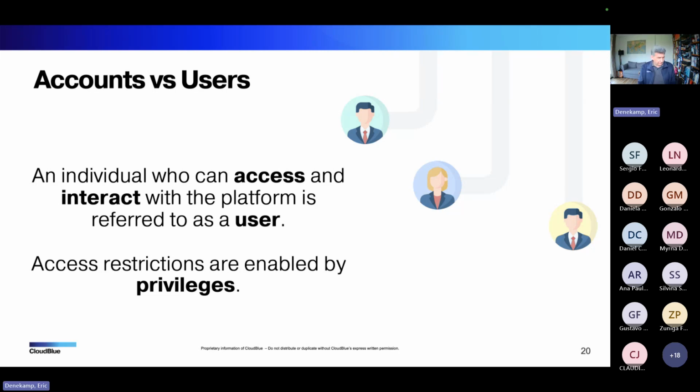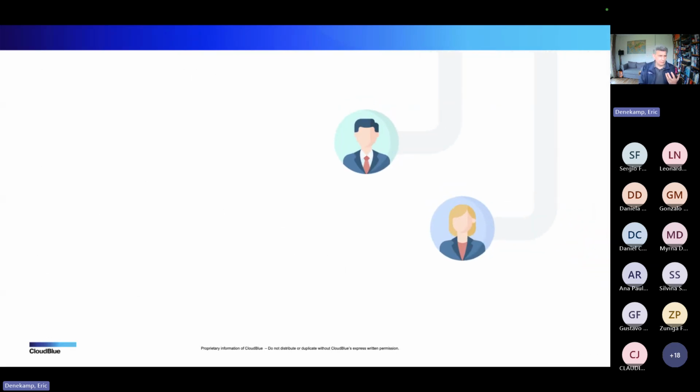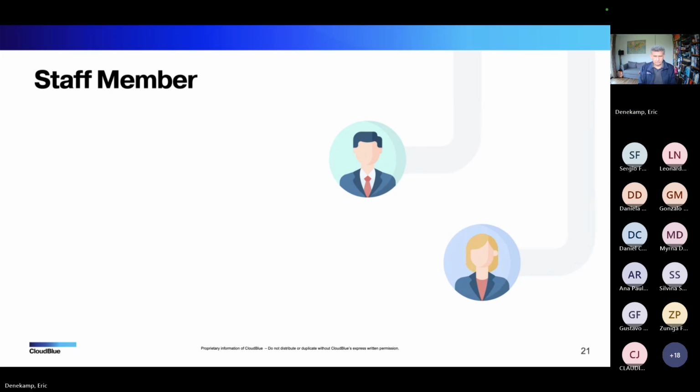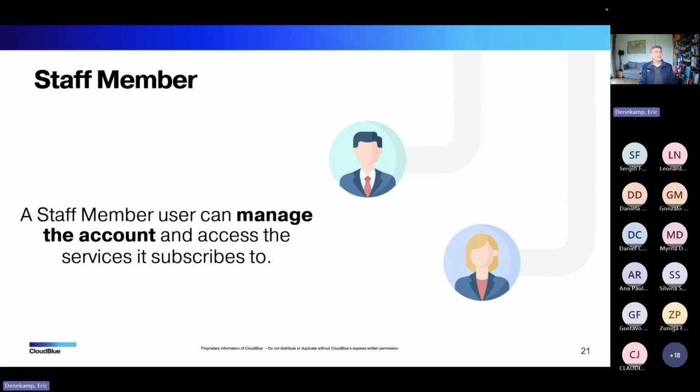The platform allows for privileges, meaning that I can create roles inside a platform where a user, for instance, can only pay the bills and not subscribe to other services, whereas somebody else can only subscribe to new services and expand the existing subscriptions, but is not able to pay his bills. So those separations can be made using privileges. We call these people staff members. Staff members, users can manage the account and access the services it subscribes to.